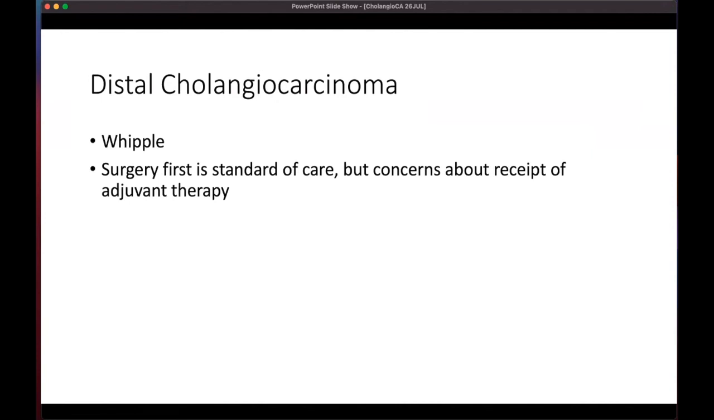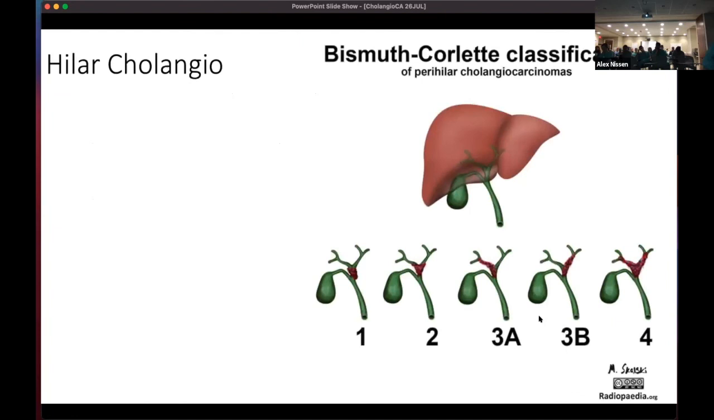The hard thing about distal cholangio and cholangio in general is that there's really mixed data on the effects of chemo. So let me try to get to that, because I do think it's important to understand. Okay, so how do we resect these?